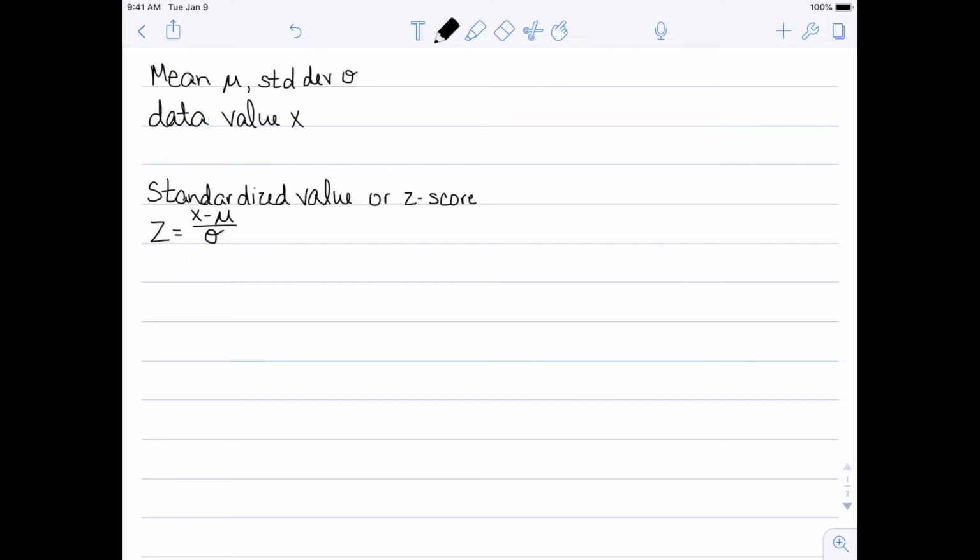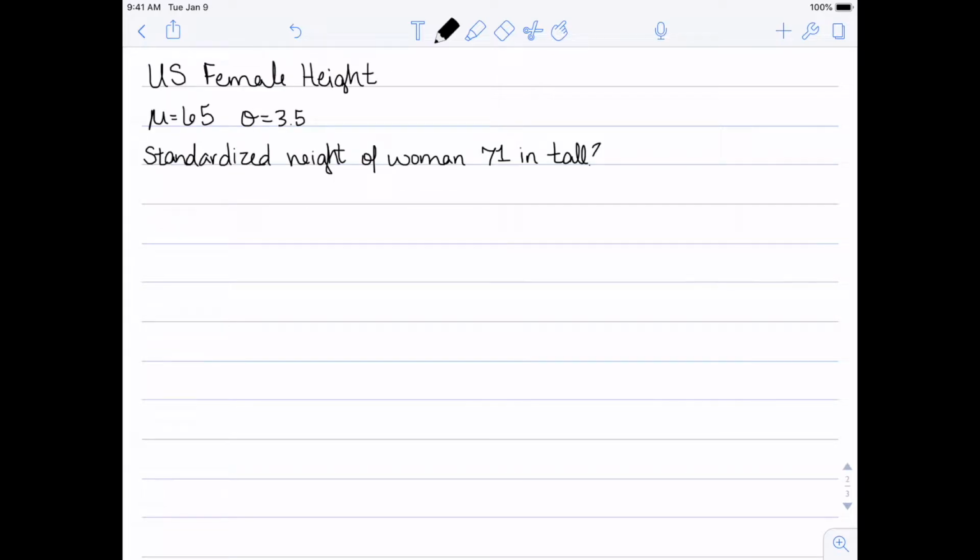So let's look at an example. We had previously looked at the US female height that had a mean of 65 and standard deviation of 3.5. And I want to find the standardized height of a woman who is 71 inches tall. In this case, I know the data value is 71, my mean is 65, and my standard deviation is 3.5. Sticking this into my formula, I have my data value minus the mean divided by the standard deviation. Once we work this out, we get approximately 1.71, so that would be our standardized height. This particular woman would be 1.71 standard deviations above the mean.